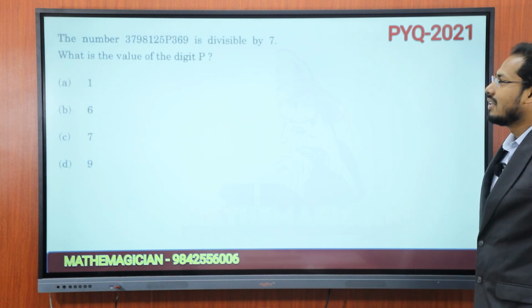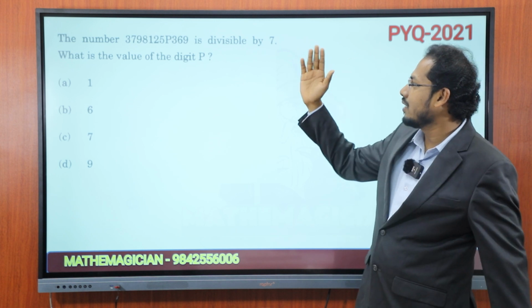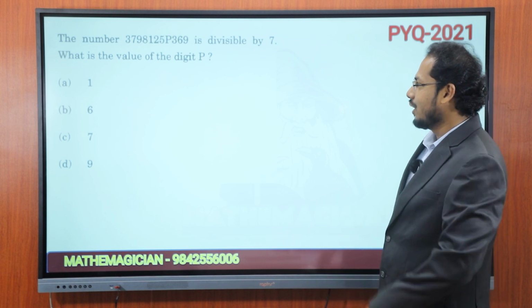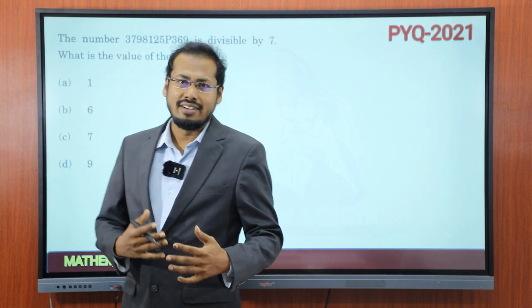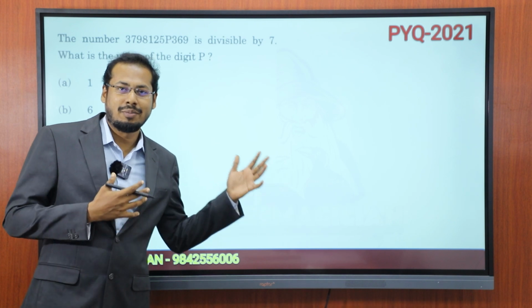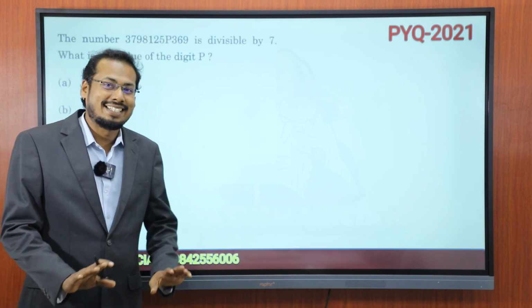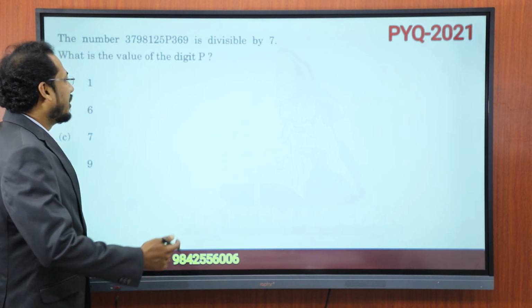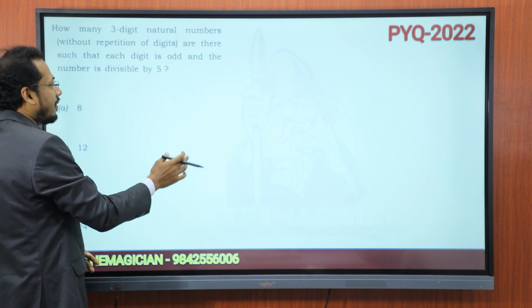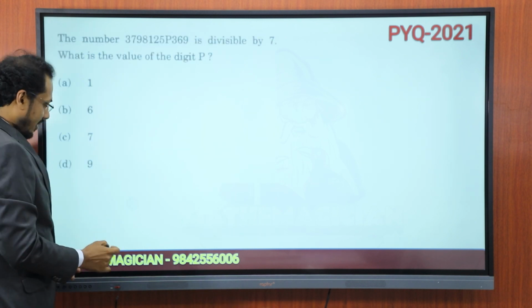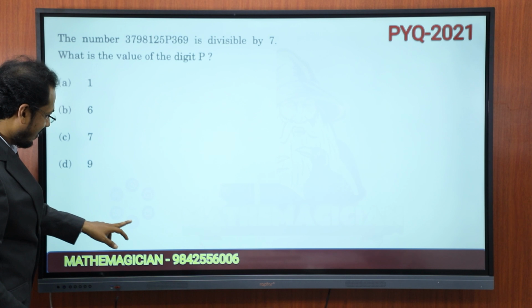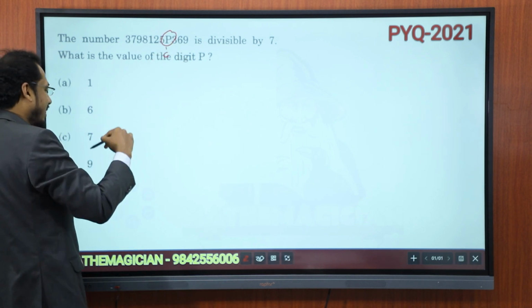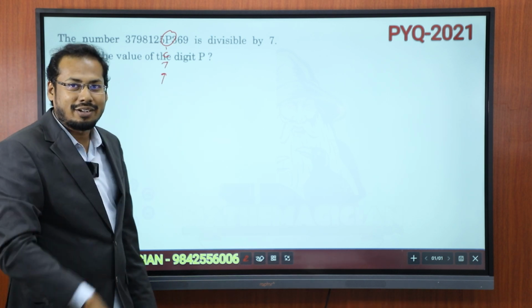The number 3798125P369 is divisible by 7. What is the value of the digit P? Many people explain this question in different ways, but what students did in the exam was to directly divide the number, or put values in the place of P. Some students wrote 1, then 6, then 7, then 9, and checked the divisibility by 7.